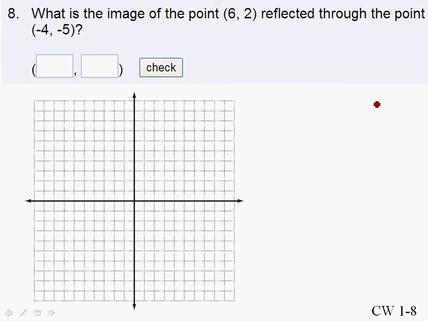Number 8 says, what is the pre-image of the point 6, 2 reflected through the point negative 4, negative 5? So let's first plot our point 6, 2. So we've got 1, 2, 3, 4, 5, 6, 1, 2. So this is my point 6, 2, and then my other point is negative 4, negative 5. So 1, 2, 3, 4, 1, 2, 3, 4, 5.